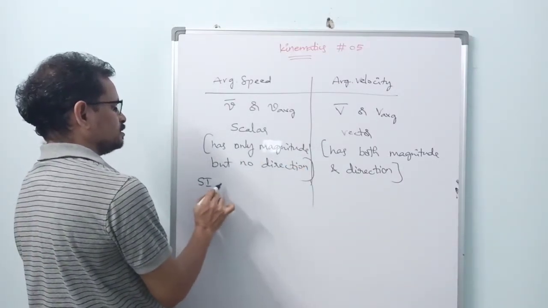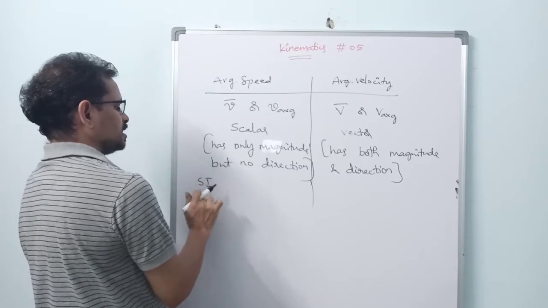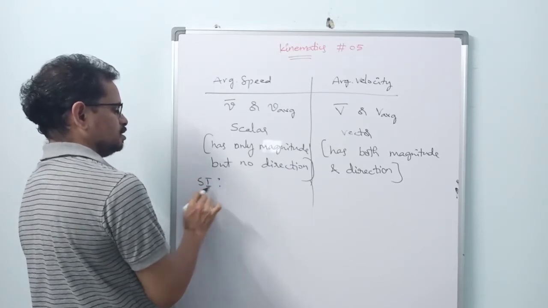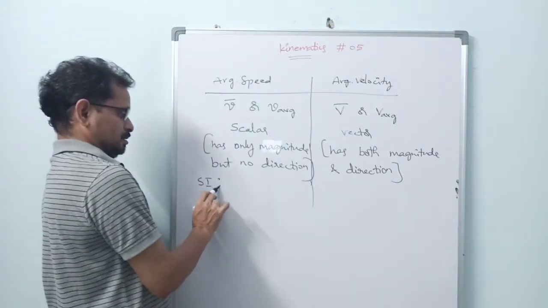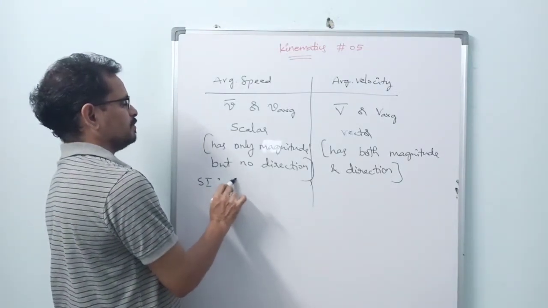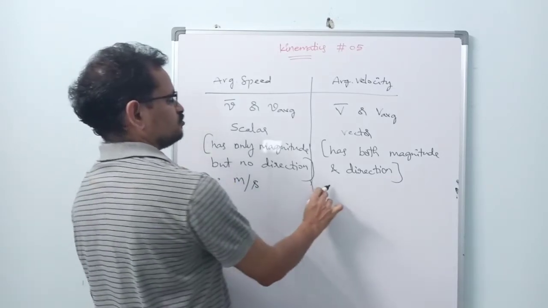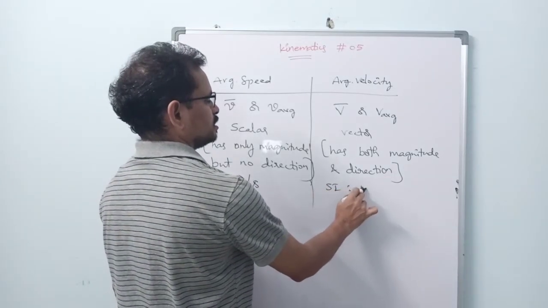SI unit. SI means what? System International. You should not put a dot between them. SI, okay? System International. What are the units here? Meter per second. For this one, SI units, meter per second only.